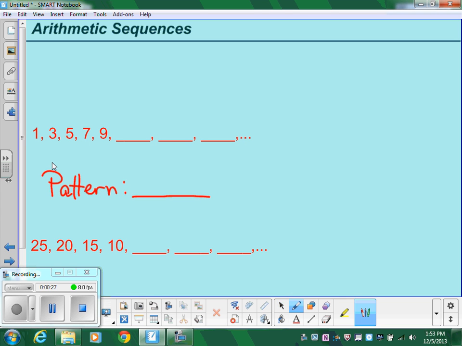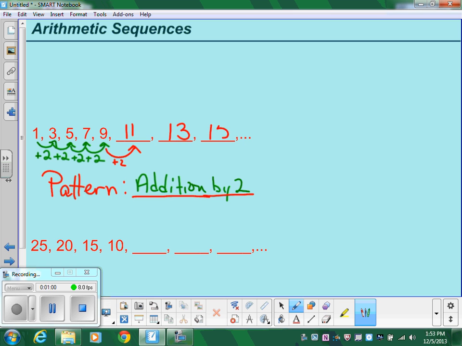If you look closely, you'll see that going from 1 to 3, and from 3 to 5, from 5 to 7, and from 7 to 9 is all an adjustment of plus 2. Which means our pattern is addition by 2. Let's continue our sequence. The next term would once again be added by 2, giving us 11, followed by 13, followed by 15.